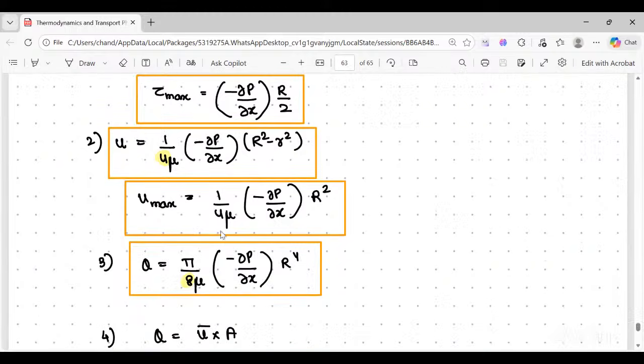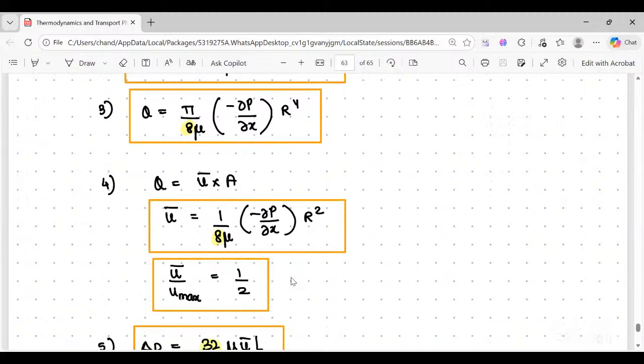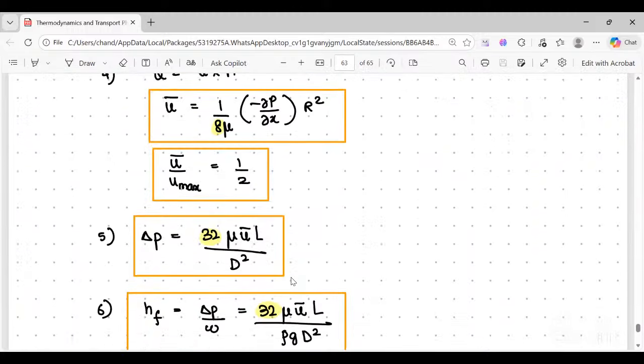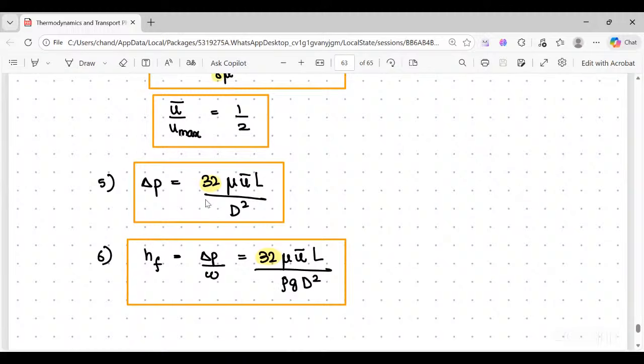U max is equal to 1 by 4 mu into minus ∂p/∂x into R square. Q is equal to pi by 8 mu into minus ∂p/∂x into R power 4. U bar by U max is equal to 1 by 2. Delta P is equal to 32 mu u bar L by D square. HF is equal to delta P by omega, which is 32 mu u bar L by rho g D square.